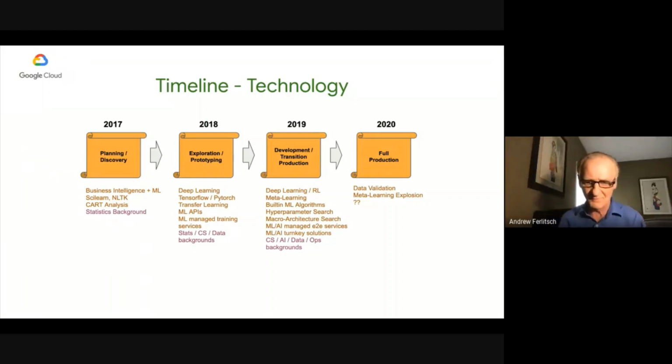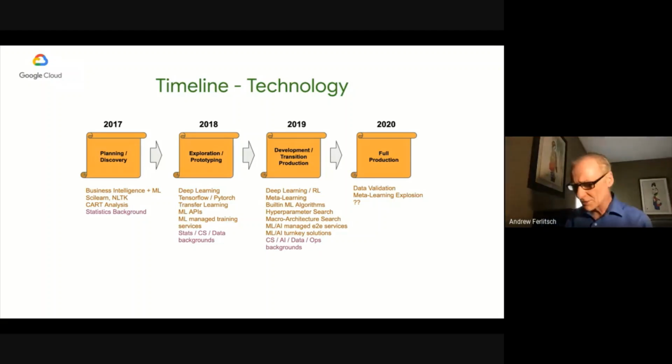In 2019, that continued to expand. You start seeing more reinforcement learning and really the growth of meta learning. And that would include things like using built-in ML algorithms, automatic hyperparameter tuning, macro architecture search. All those kind of fit into sort of the automatic learning category of meta learning. And again, now ML AI are managed end-to-end services and really bringing in turnkey solutions from third parties where they fit. And again, you see an expansion of backgrounds, including now ops people.